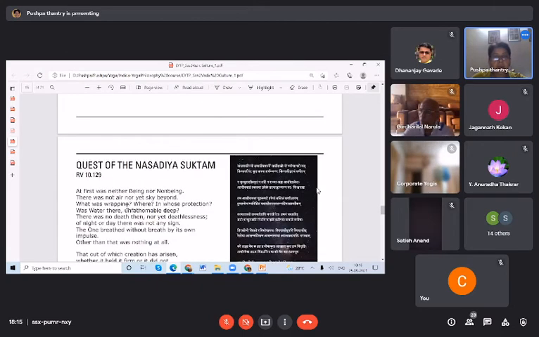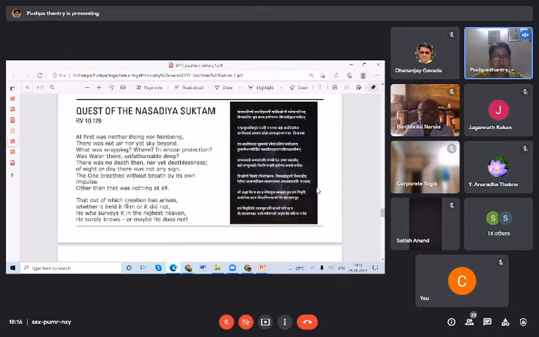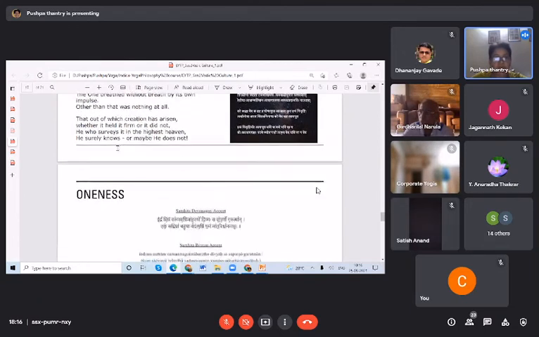And I have not dwelt much deeper into this Nasadiya Suktam. Apparently, this is one of the beautiful texts that is there. I think it is from the Rig Veda, Nasadiya Suktam. You may want to make notes if at some point in time you're interested. You can have a read of this as well.